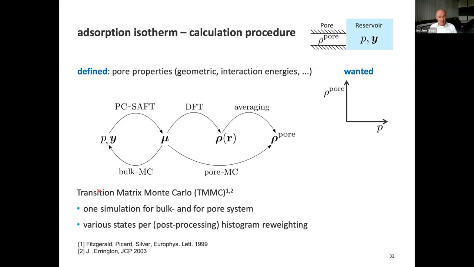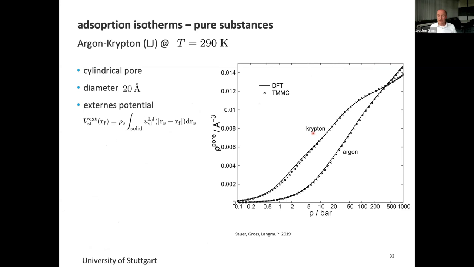In fact, we use a transition matrix Monte Carlo to, in one calculation, sample all the densities from a vapor to a dense state. And that works beautifully. Transition matrix was proposed by Fitzgerald, Picard, Silva, and was applied to our systems and really shown to work very powerfully by Jeffrey Errington. So these are results. This is two species, both spherical, in cylindrical pores.